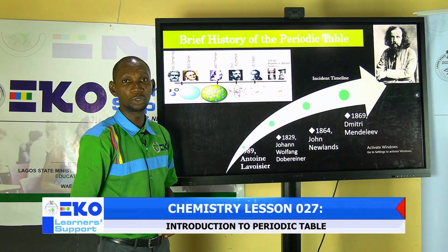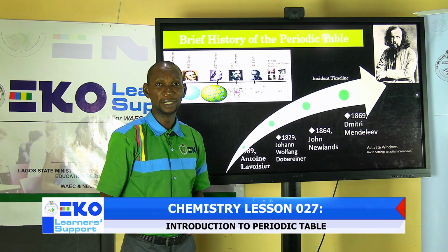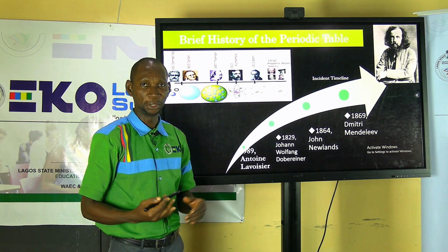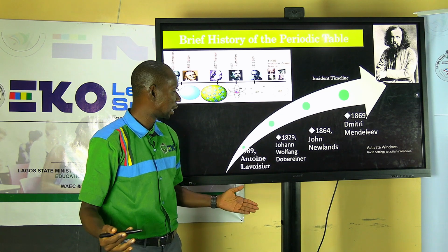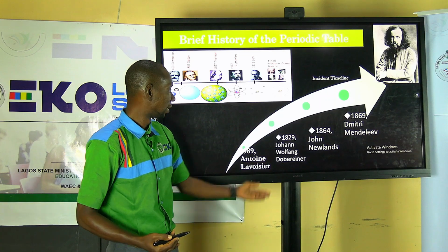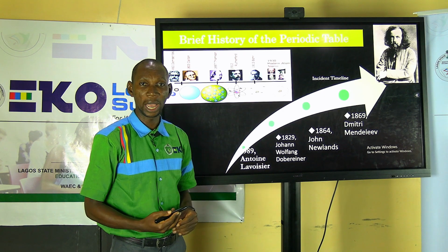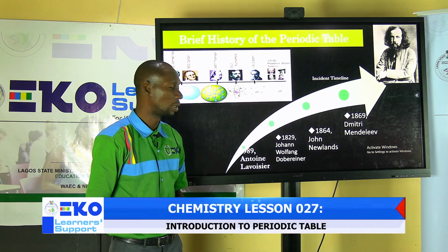Now, let's look at a brief history of the periodic table. The periodic table that you have in your hands didn't come in a day. It went through a whole lot of evolution. And you can see the timeline stated right here. In 1789, Antoine Lavoisier was the first to attempt to classify elements into metals and non-metals. Later, in 1829, Johann Wolfgang Dobereiner also classified elements into what we call triads. That means he grouped 3 elements together and he found similarities among them.